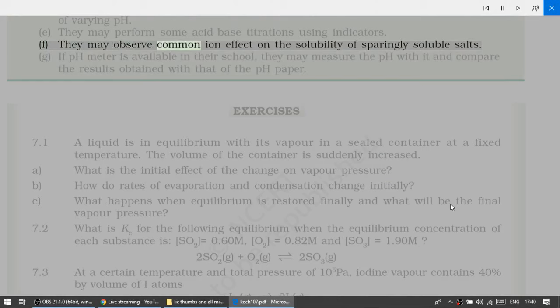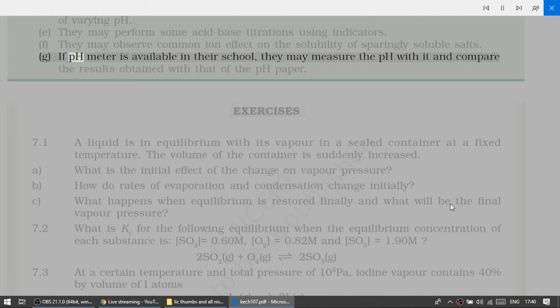F. They may observe common ion effect on the solubility of sparingly soluble salts. G. If a pH meter is available in their school, they may measure the pH with it and compare the results obtained with that of the pH paper.